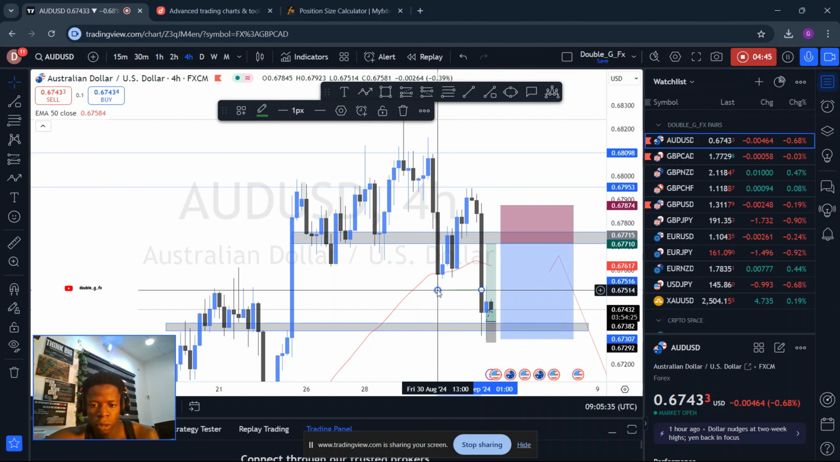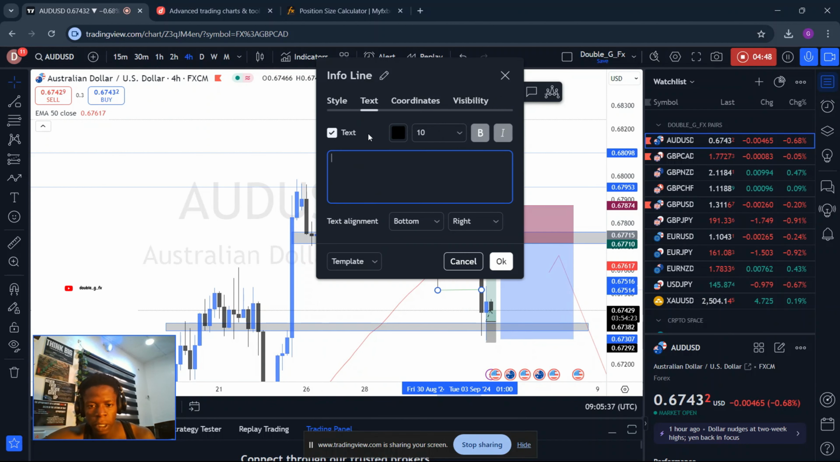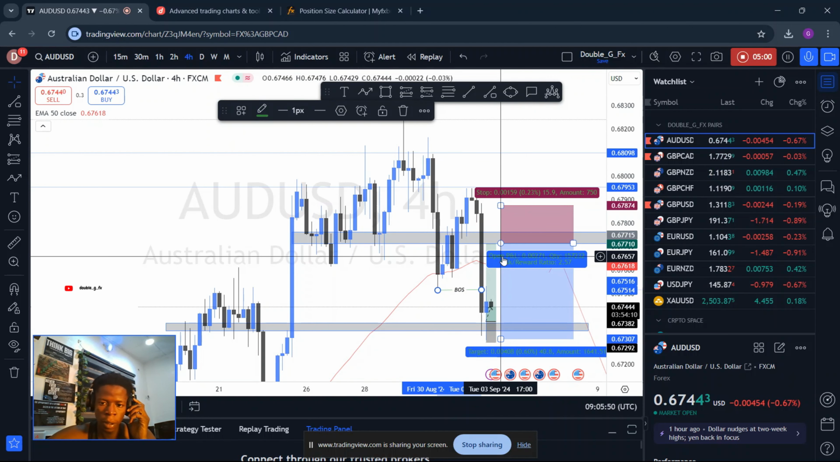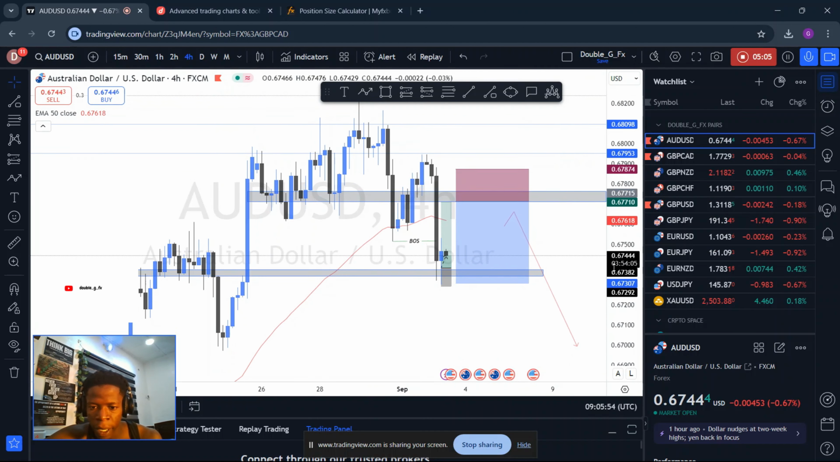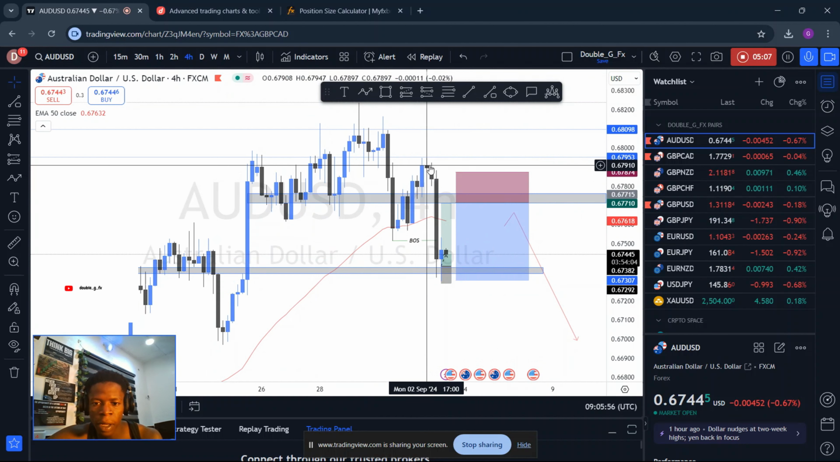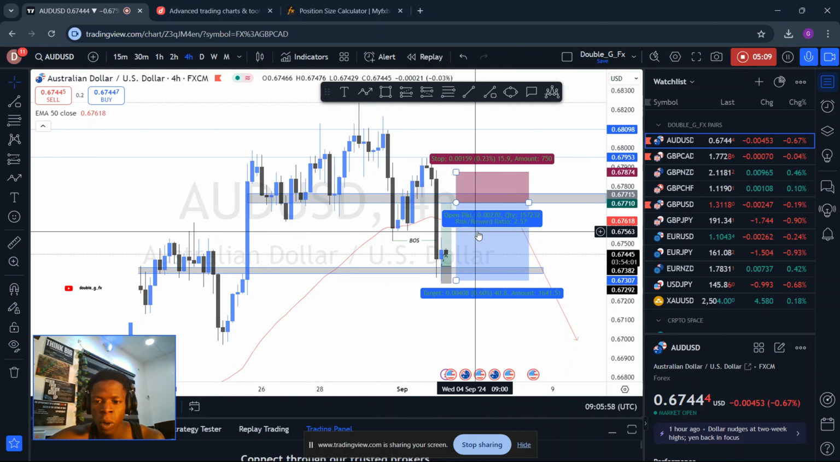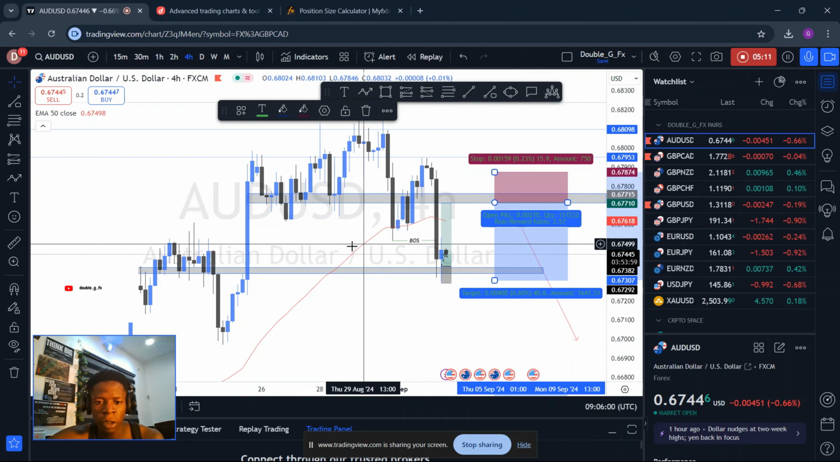So let me just write it, break of structure, put it at the center. Okay, so we had this break of structure, and currently price has given us a new low, and this is now our new high. So what do we look out for to get our entry?